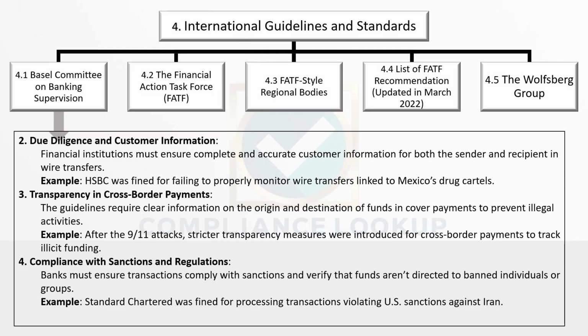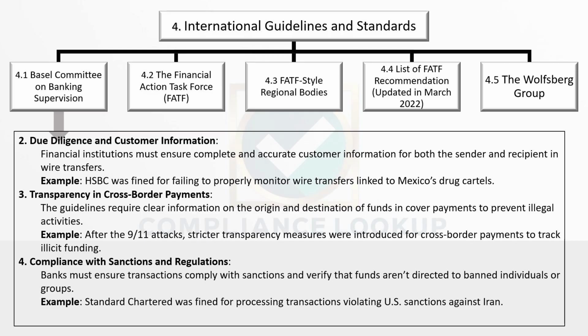3. Transparency in cross-border payments. Principal financial institutions must ensure that cover payments related to cross-border wire transfers include sufficient details to provide transparency. This helps authorities trace transactions and prevent illegal activities.